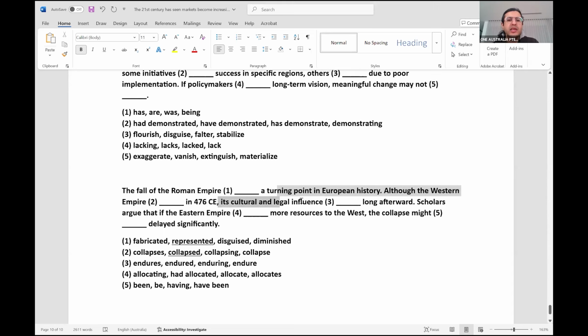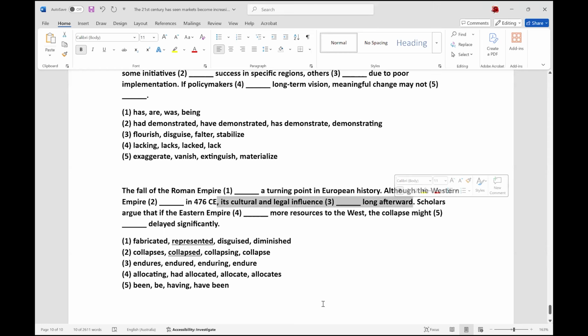Its cultural and legal influence endures long afterward. Endures means it is still ongoing, because now we are talking in the present. Present means endures. Okay. Scholars argue that if the Eastern Empire had allocated more resources to the West.